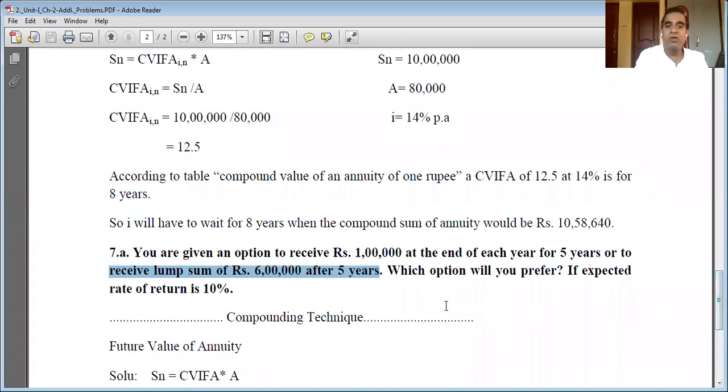So any one we have to convert. 6 lakh rupees they have readily given anyway. You are going to receive 6 lakh rupees after 5 years. So why don't you find out the future value of this annuity, 1 lakh rupees each year?